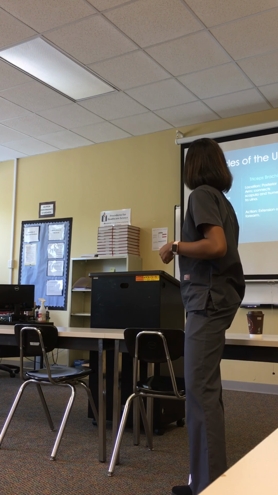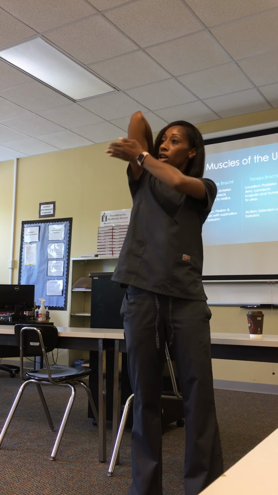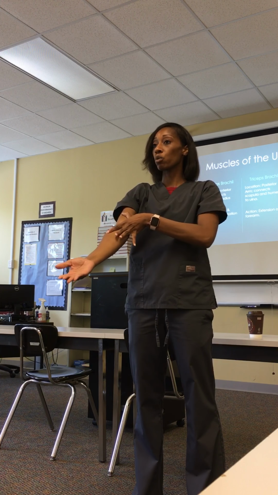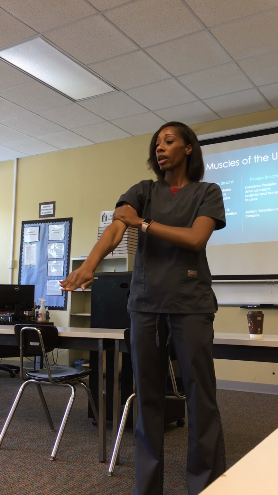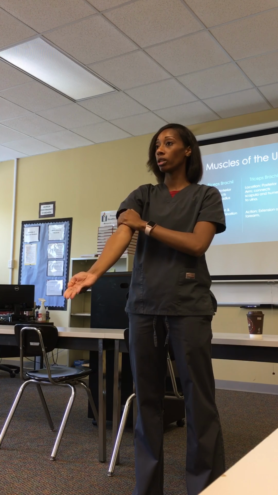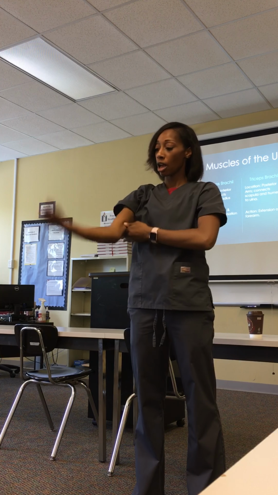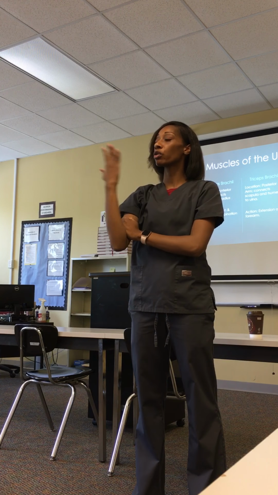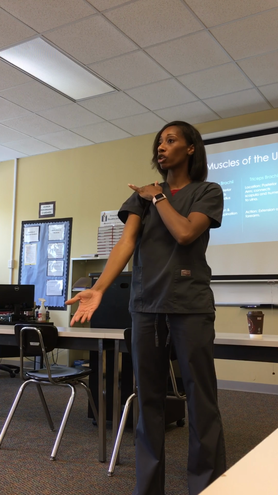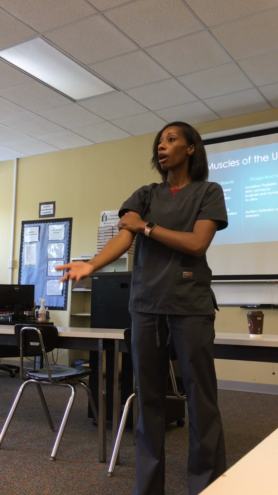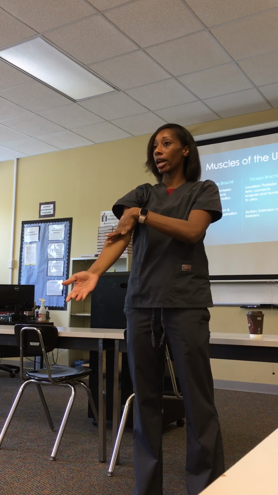Repite, por favor. Muscles of the upper limb. Bicep brachii, tricep, brachioradialis. Bicep brachii, flexion, assists with supination. Tricep, extension. Okay? Brachioradialis also does flexion. Remember, we're talking about the elbow joint, not the shoulder joint. Okay? Bicep brachii, tricep, brachioradialis.